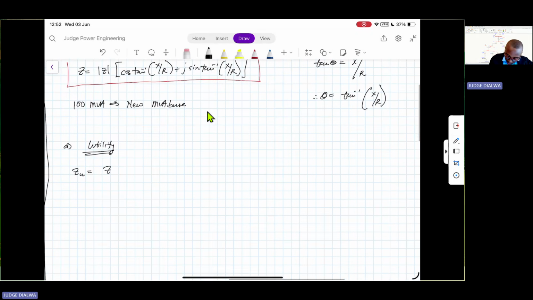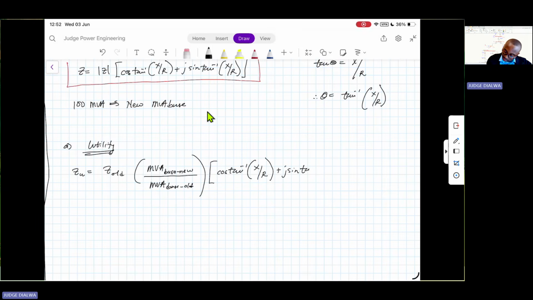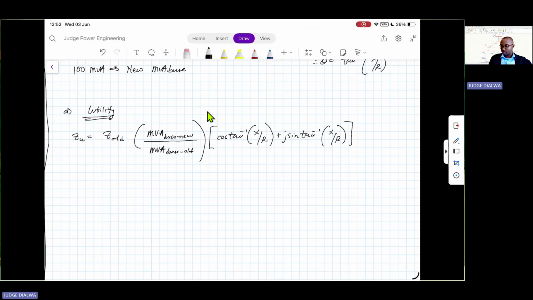It will be the old impedance multiplied by the new MVA base divided by the old MVA base, multiplied by cos arctan X over R plus j sine arctan X over R. So this is typically the general formula we'll be applying for most of our equipment.